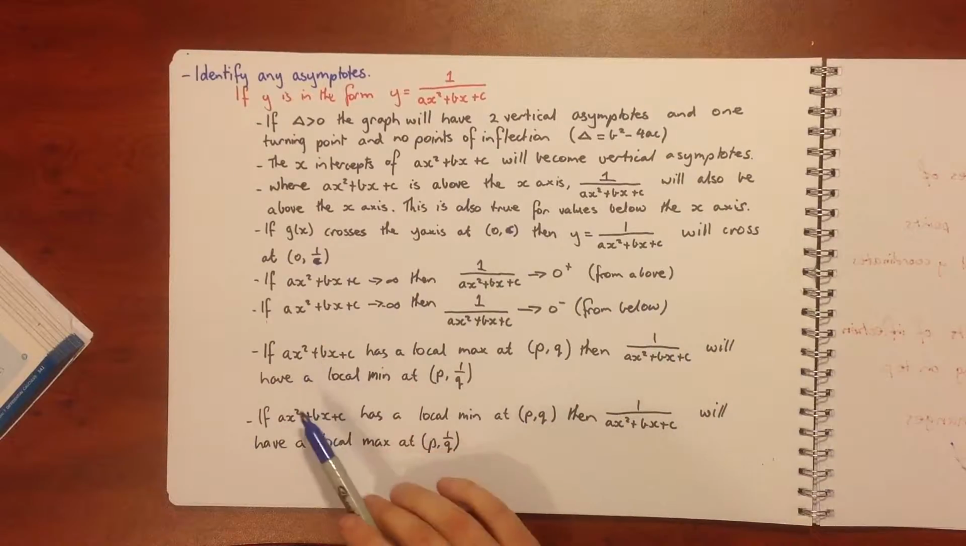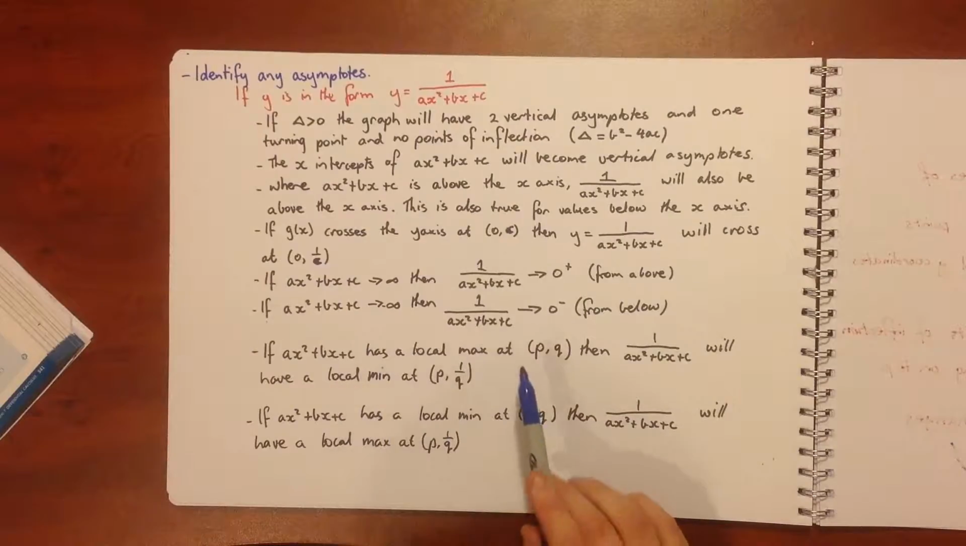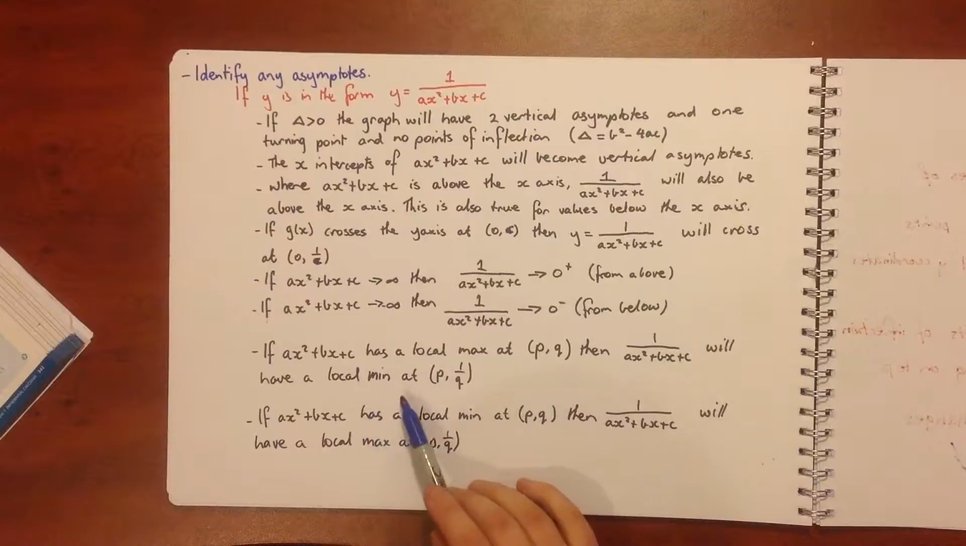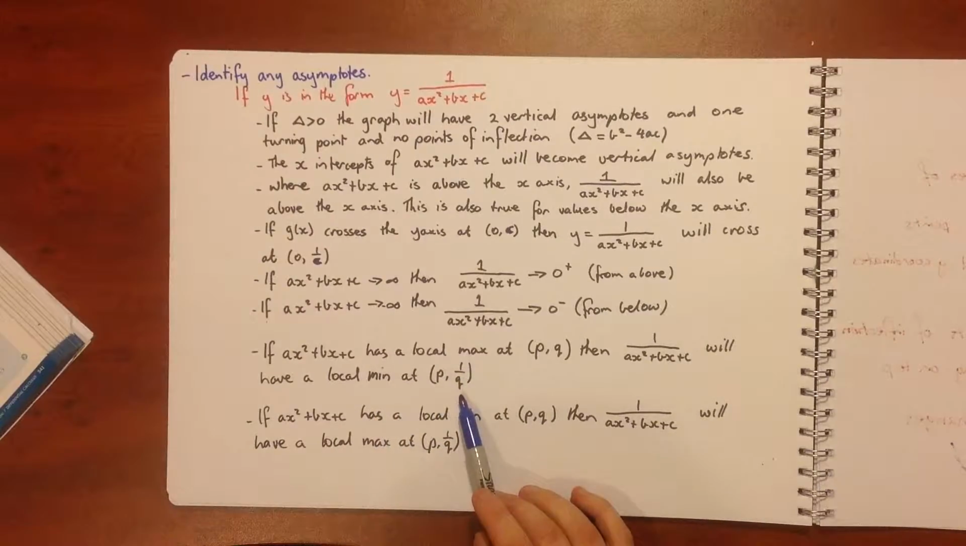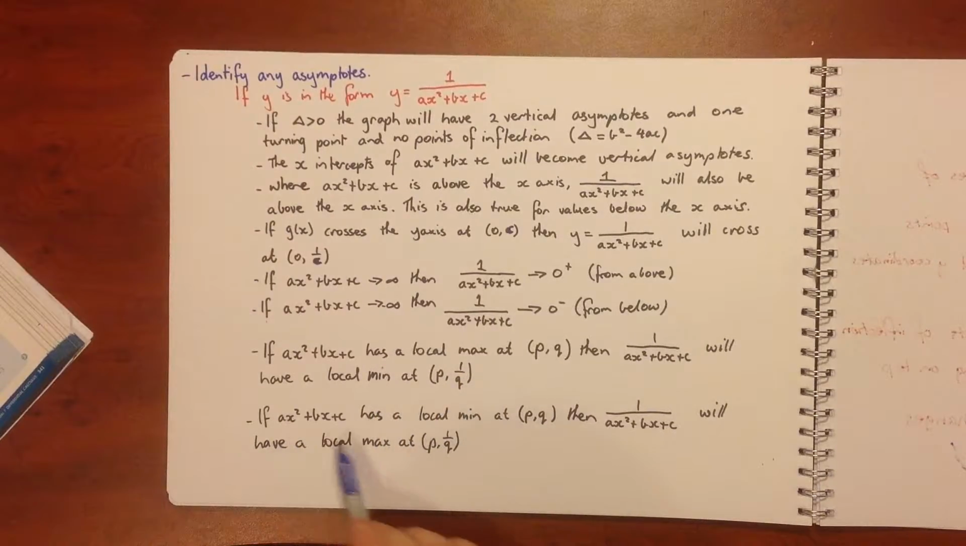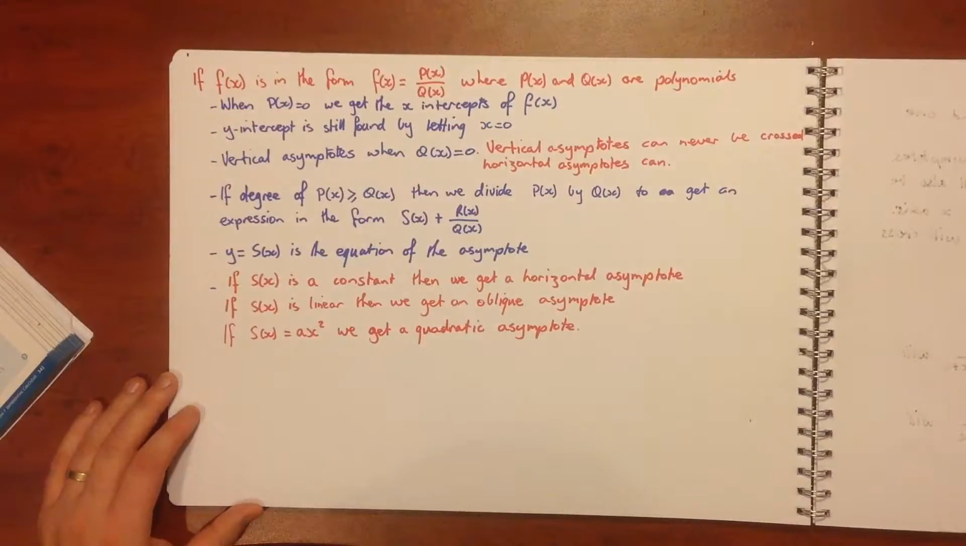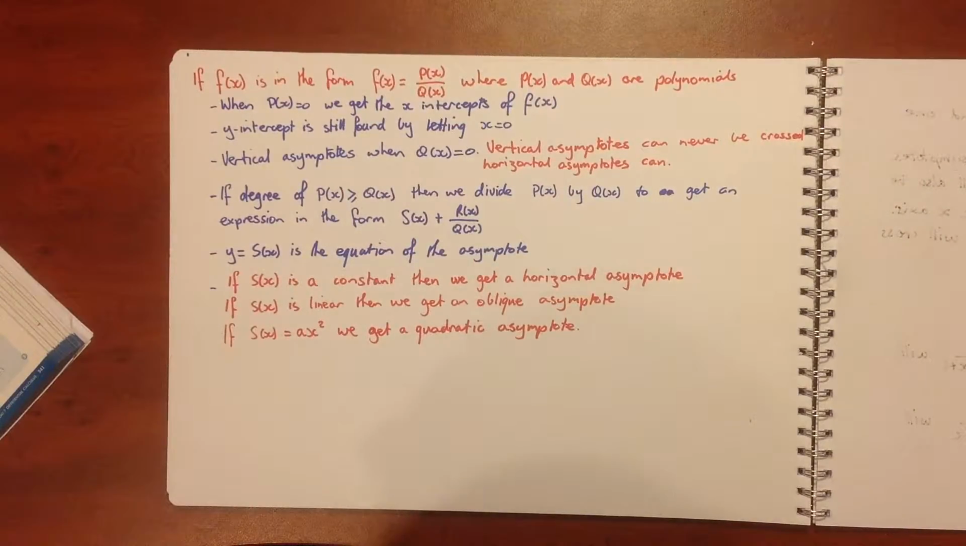If ax squared plus bx plus c has a local maximum at p, q, then 1 over ax squared plus bx plus c will have a local minimum at p and 1 on q. And if this part has a local min at p, q, then this will have a local max at p and 1 on q. If f of x is in the form of f of x equals p of x over q of x, where p of x and q of x are polynomials, when p of x, the top one, equals 0, then we get the x-intercepts of f of x.